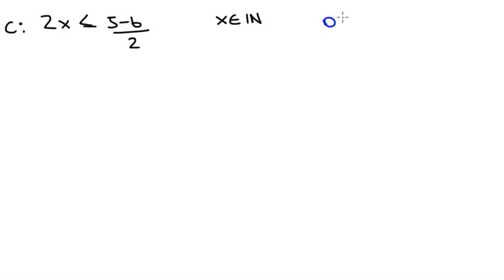Moving on to question 3. We have 2x less than or equal to 5x minus 6 over 2. So this is C. And then we have D, which is 5x minus 6 over 2 is less than or equal to 7. So we're asked to display on a number line, Lerig, C intersection D.